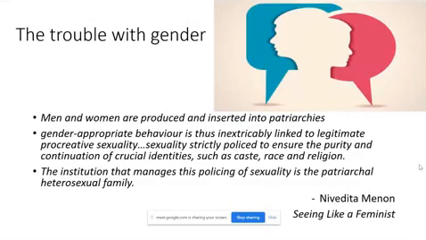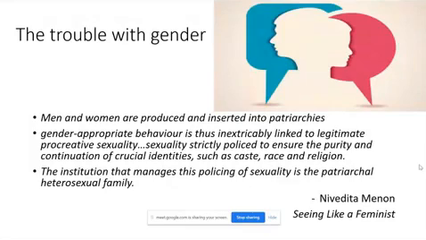So this is what it is. Irrespective of whatever gender you are, you are inserted into a patriarchal dominant narrative. You are inserted into an ideology. Then she says gender appropriate behavior. Like if I have a female's body and I am acting like a woman, and if I have a male's body and I'm acting like a man, gender appropriate behavior is thus inextricably linked. This is connected to legitimate procreative sexuality. So unless I act like a man or a woman, it is not going to lead to procreation. And that is why heterosexuality becomes normative.